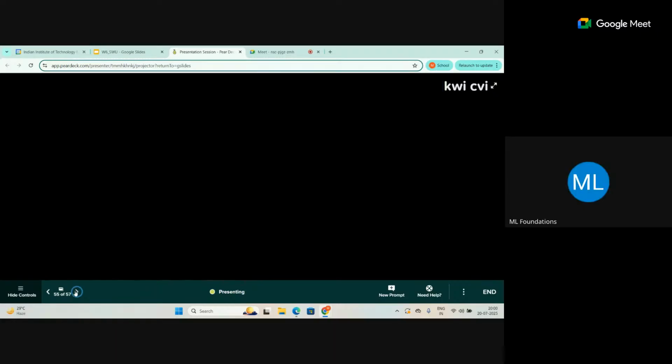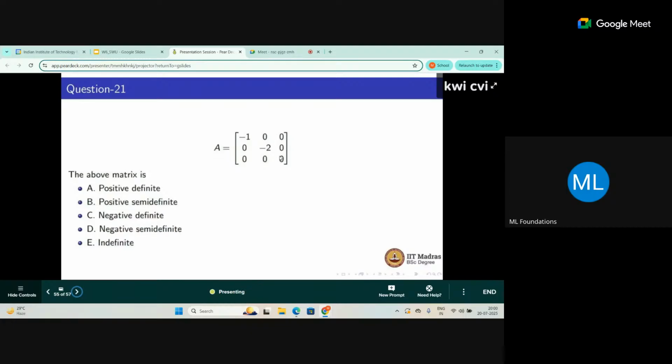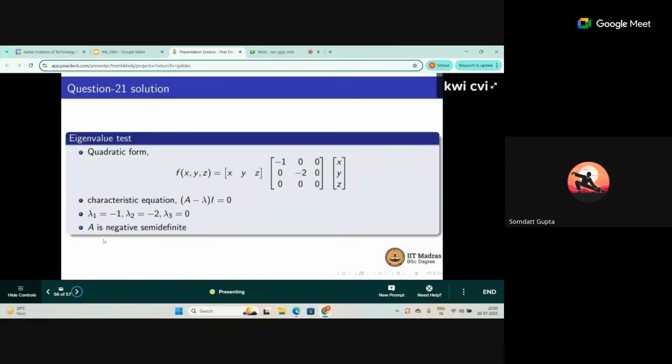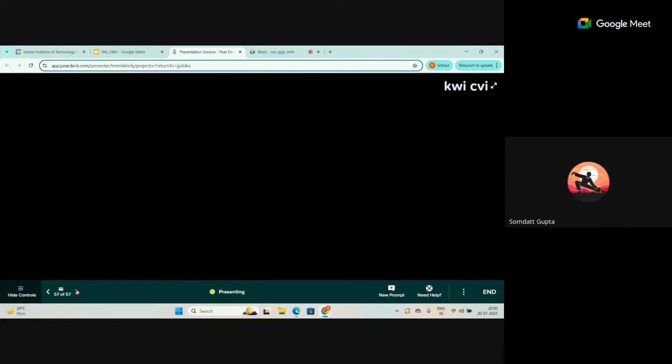What about this? Okay, this is done, right? Okay, this is the final one, then you can stop. What about this? It is 0. So negative semi-definite. This is -1, this is positive, and the entire one is 0. So negative semi-definite, yes, negative semi-definite, right? Yes, sir.